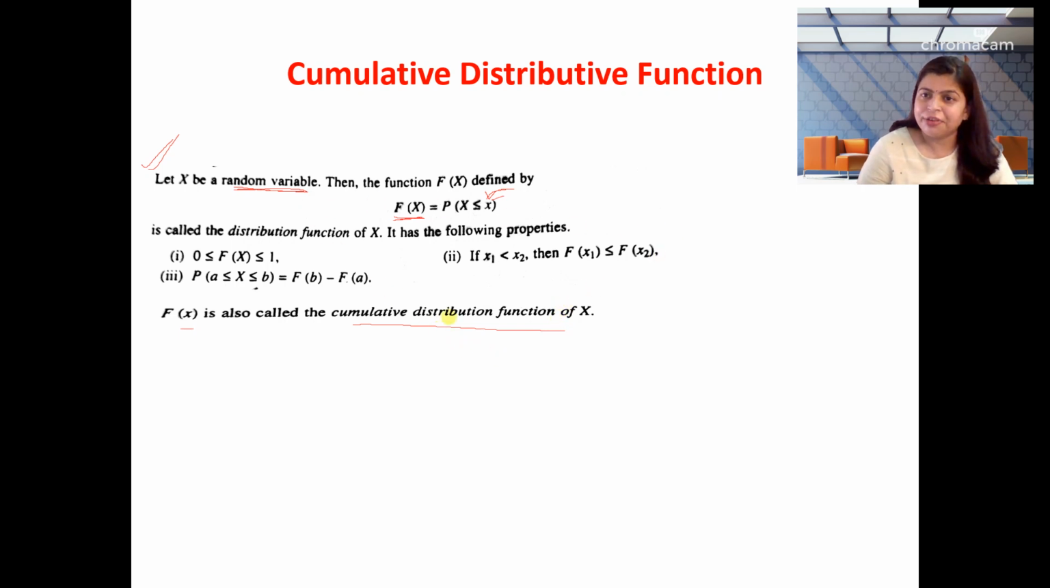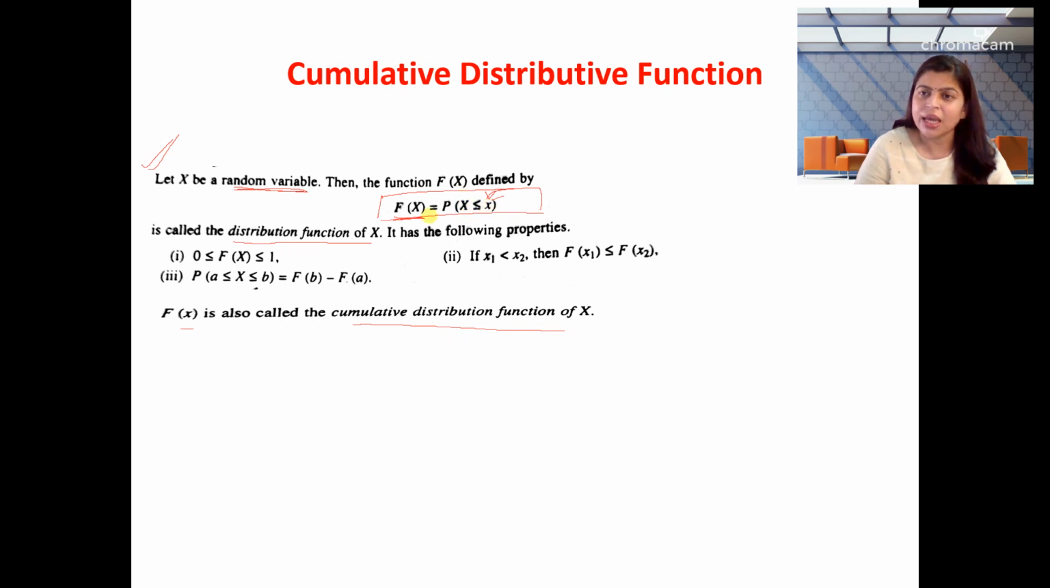In this definition I have used two names: F(x) is known as the distribution function and also as the cumulative distribution function. In some books you will find only distribution function, not cumulative, so you must be clear that these two things are the same. As I told you, the CDF depends on the probability function, so the definition says F(x) equals the probability that X is less than or equal to a certain number x.